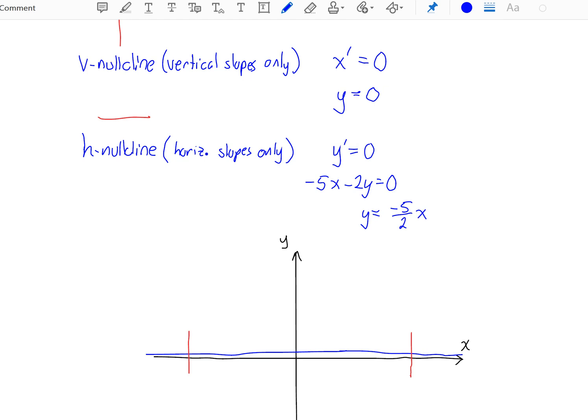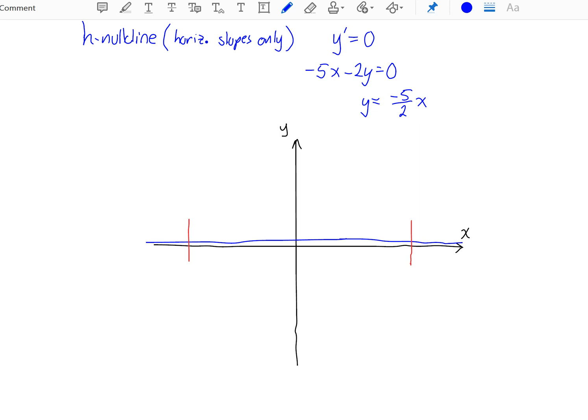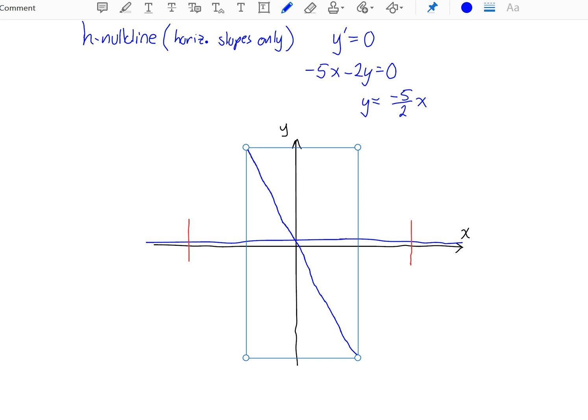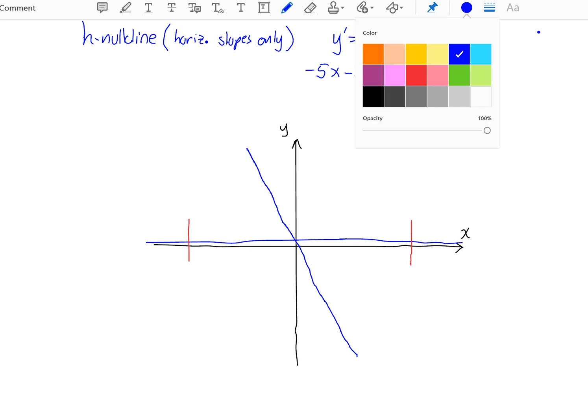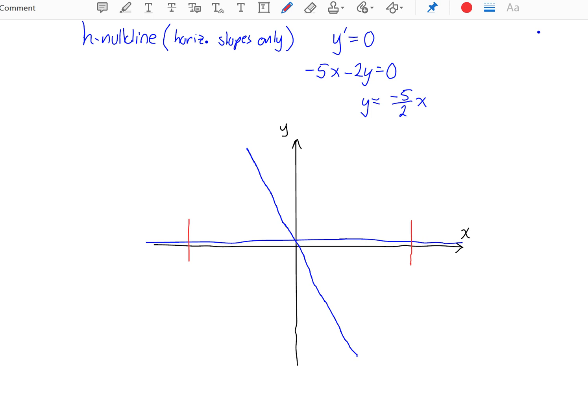Along our horizontal nullcline, you should see only horizontal movement. And this is on the line y equals negative 5 halves x. And so without being terribly accurate with my graph, a line of negative 5 halves x would have a slope that's negative 5 halves. It probably looks something like this. And we know along this line, slopes are horizontal, so they have to be moving like this.